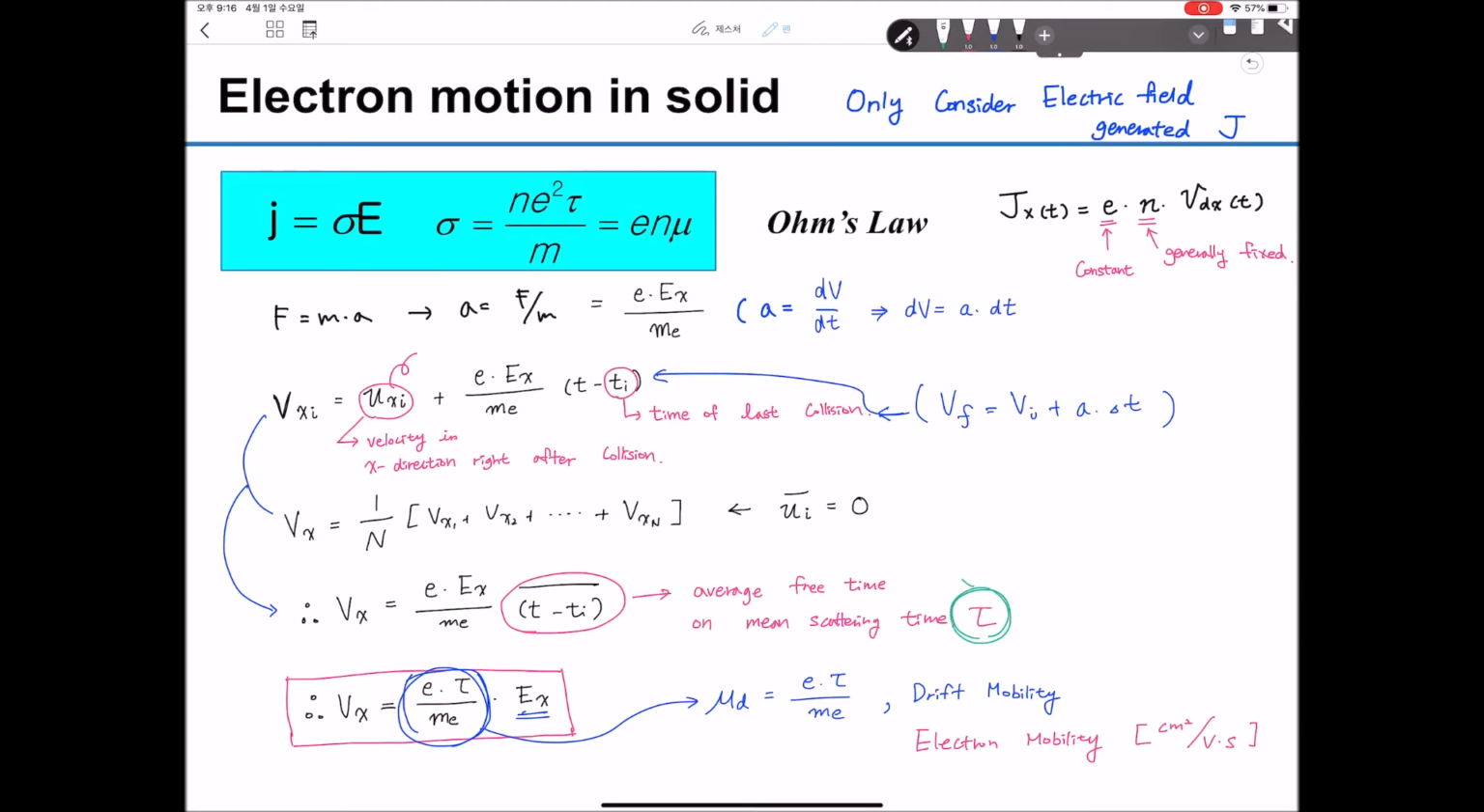This one is closely related to the scattering of electrons in metal. So, for example, there can be scattering due to the lattice vibration, or crystal imperfection, or impurities.